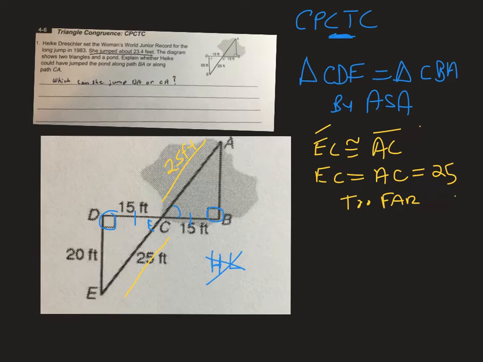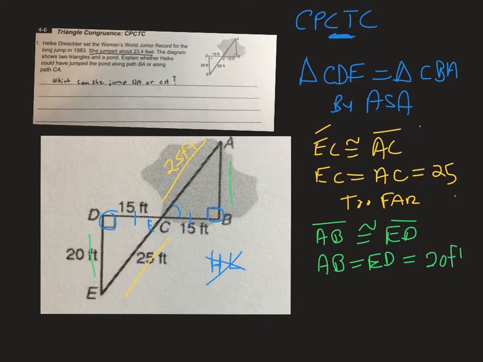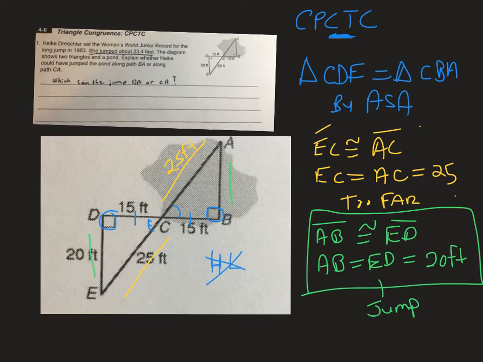All right, what about the other length, this AB? Let's use a different color for that. How about green? So AB is going to correspond to ED. So AB is congruent to ED. That means the distance AB equals ED, and ED is equal to 20 feet. So yes, she can jump this. If for some reason Heike had to jump over this pond, she would want to jump this way, AB.